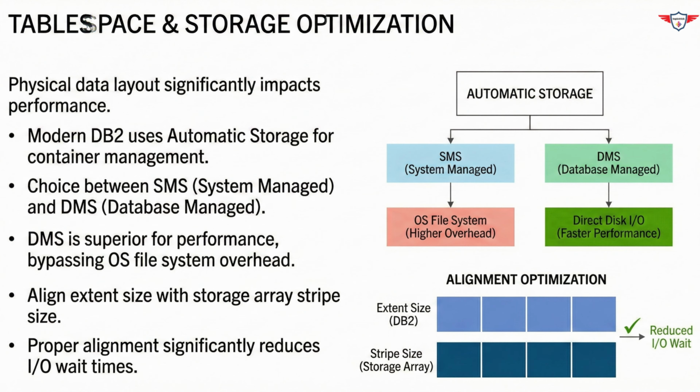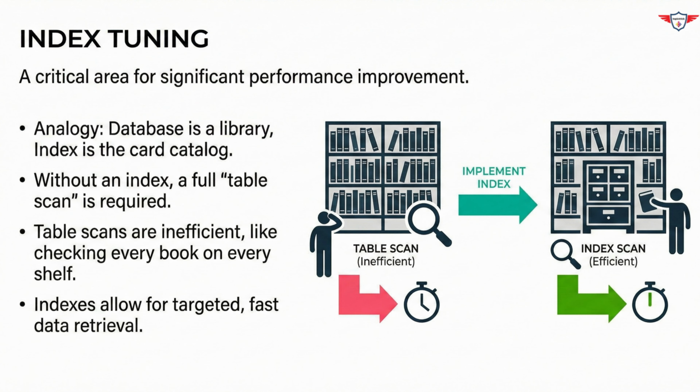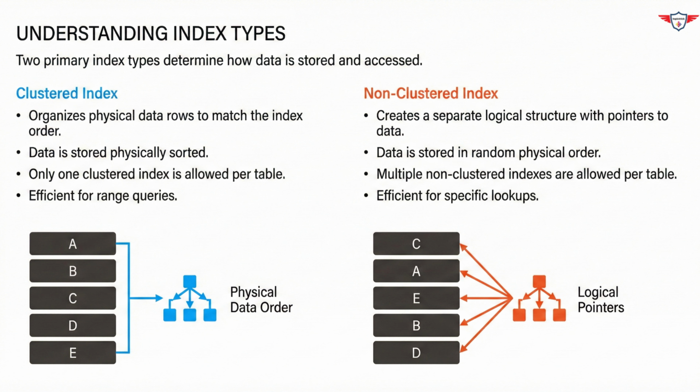Let's move on to one of the most impactful areas, which is index tuning. If your database is a library, an index is the card catalog. Without it, you have to walk down every aisle and check every book to find what you need. That's called a table scan, and it's usually bad for performance. There are two main types of indexes to understand.